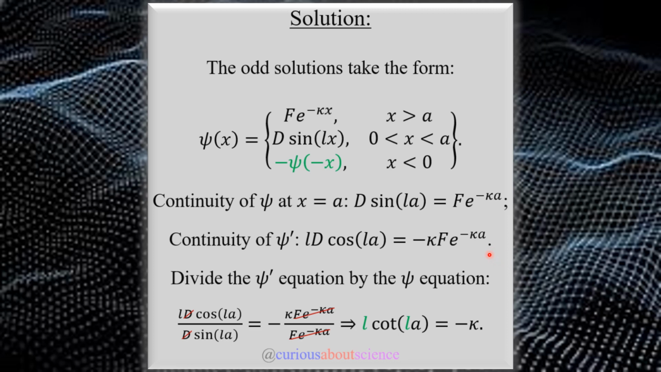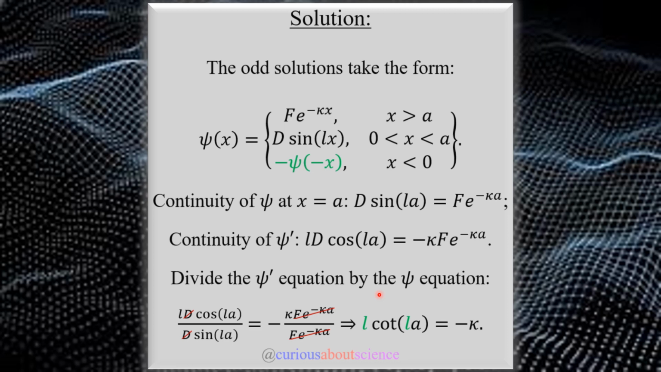As we see here, we have two equations and two unknowns, D and F. Let's get rid of them both by taking the continuity of the derivative and dividing it by the continuity of the function at the barrier. And we see that when we do that, the coefficient D cancels on the left-hand side, and the coefficient and the exponential cancel on the right-hand side. Beautiful.